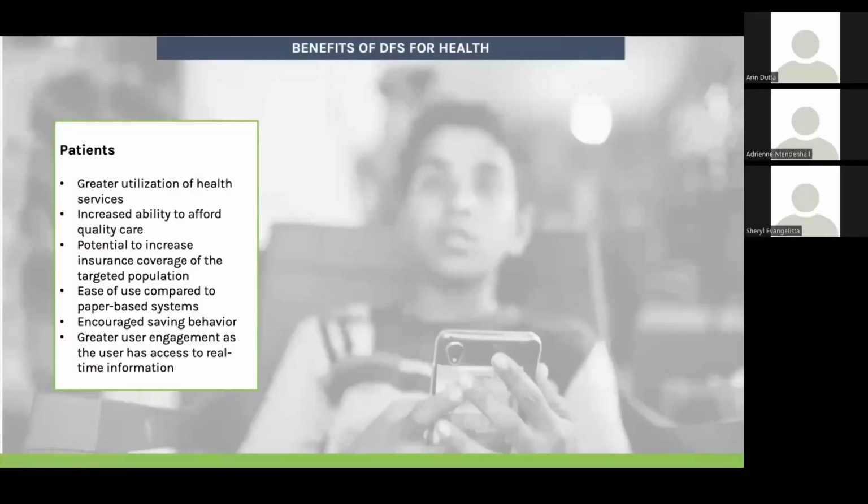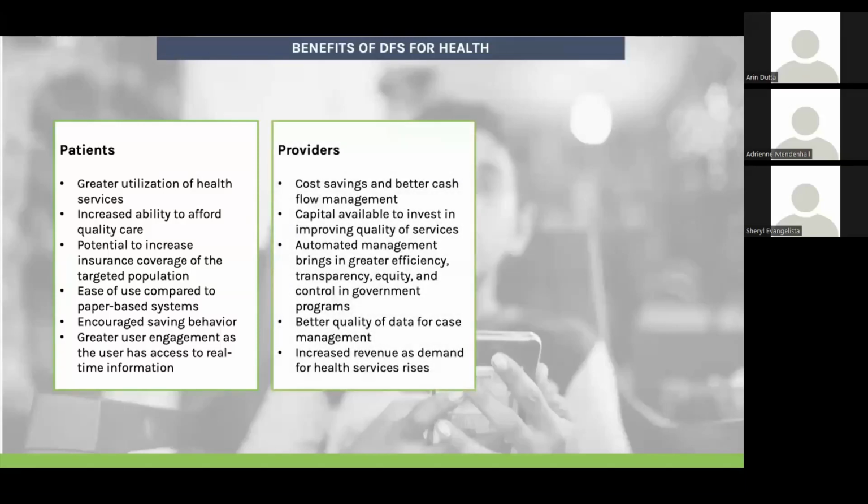What are the benefits? We've seen through digital financial services for health models increased use of healthcare services. Patients who have more financial protection and greater options in how they pay for care are more likely to seek that care, and especially to seek higher quality care. We're seeing greater insurance coverage, being able to reduce even patients' costs in completing forms and getting cash to pay for care as well. They're able to avoid that. And it also allows greater engagement with the healthcare system.